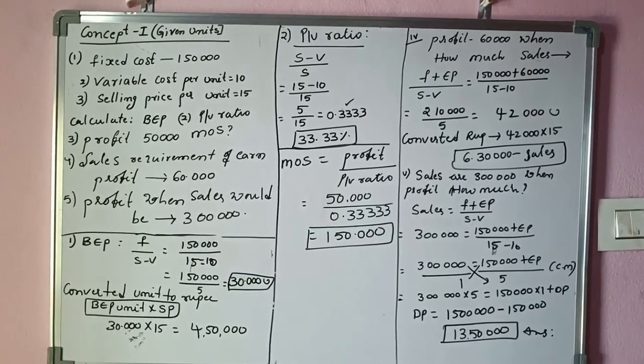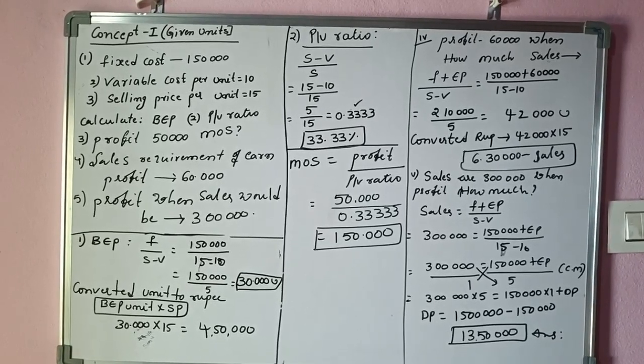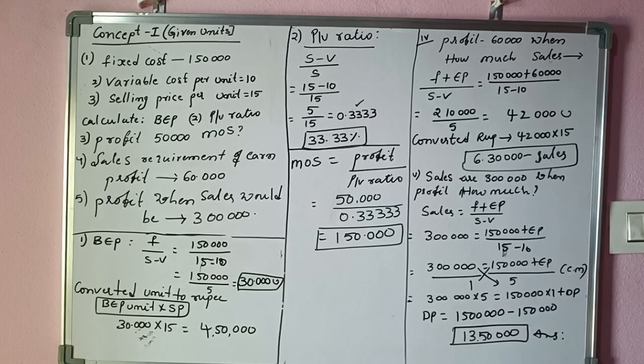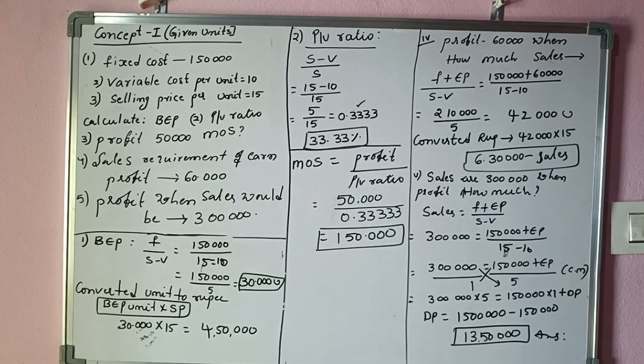The first concept, marginal costing. Concept one, unit-wise. Fixed cost is 1,50,000, the variable cost per unit is 10 rupees, and the selling price per unit is 15 rupees. Now find the following information. First one, break even point.